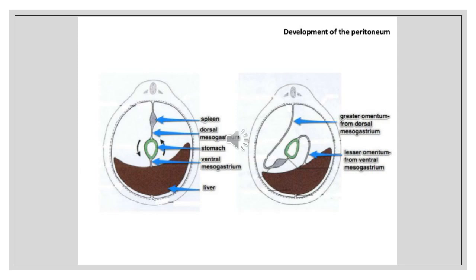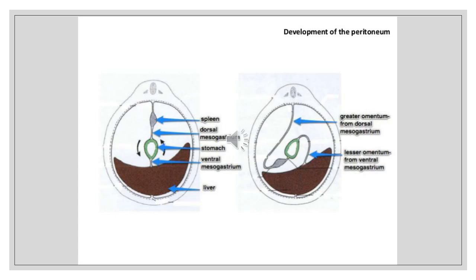Take the dorsal mesogastrium and divide it into cranial and caudal parts. The caudal part forms the greater omentum, which is attached to the greater curvature of the stomach. Take the small cranial part of the dorsal mesogastrium: like the liver develops in the ventral mesogastrium, the other structure that develops is the spleen. Then this cranial part divides into two, a ventral and a dorsal part.